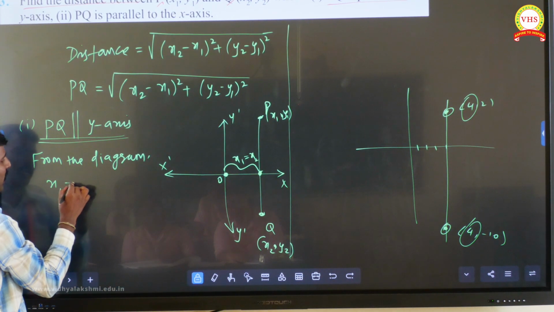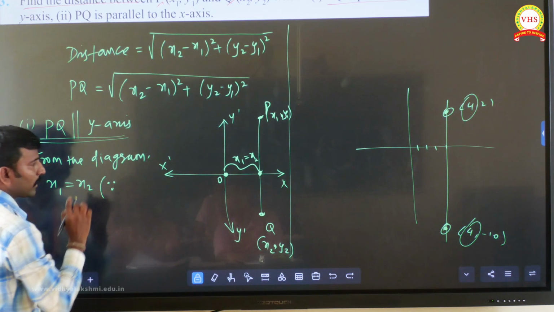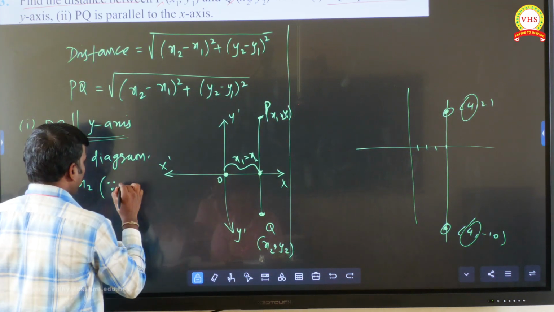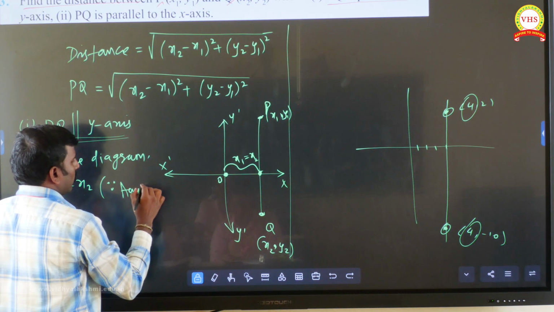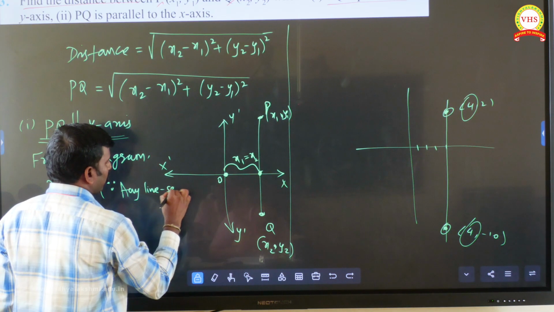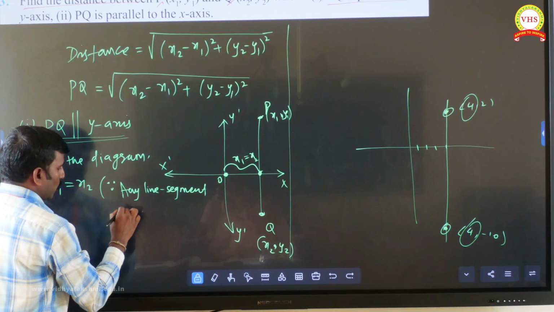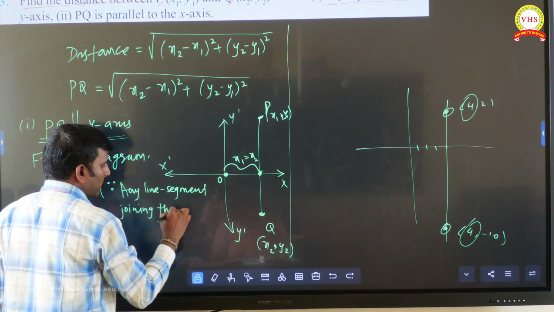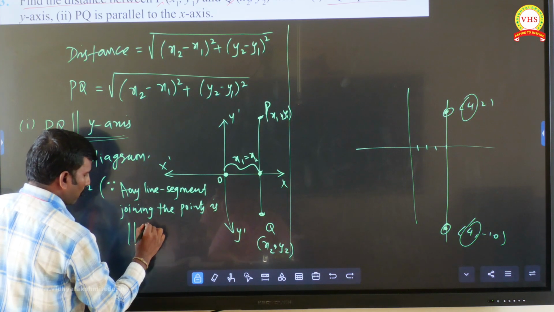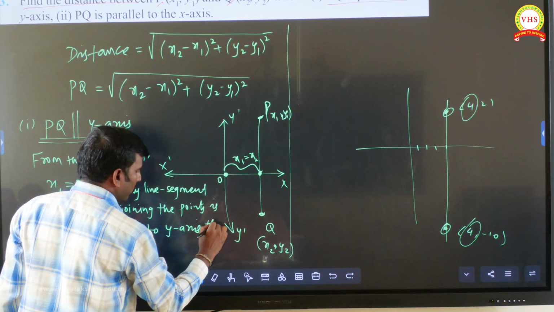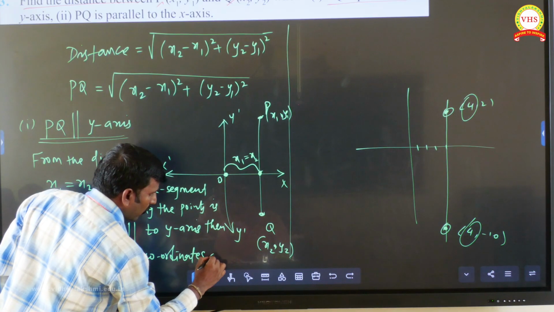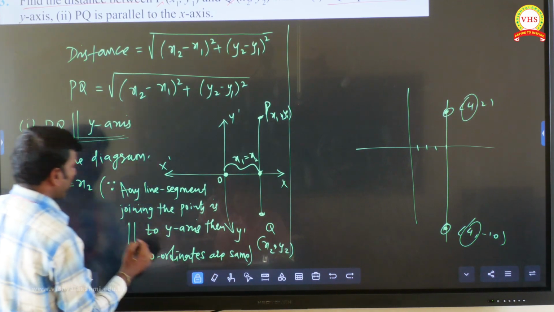From the diagram, x1 equals x2. If you want to write a reason, write this: any line segment joining the points that is parallel to the y-axis has x coordinates that are the same or equal. Just write that x coordinates are same or equal.